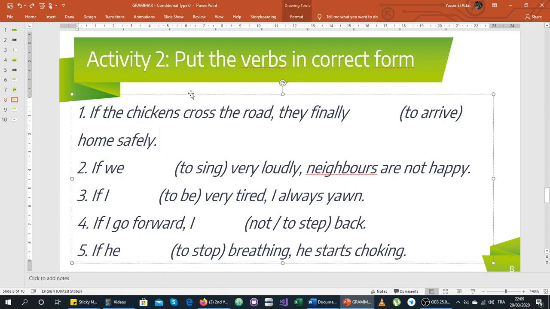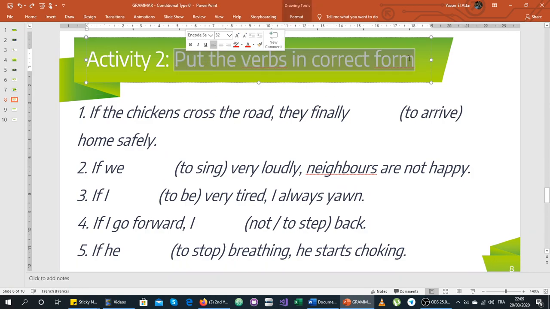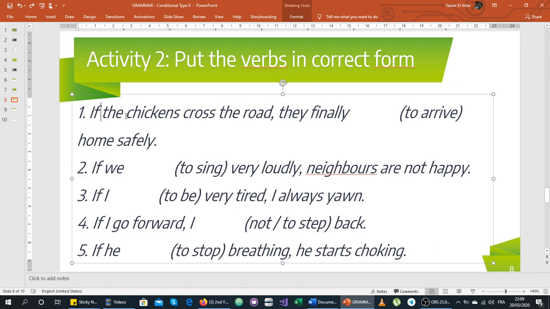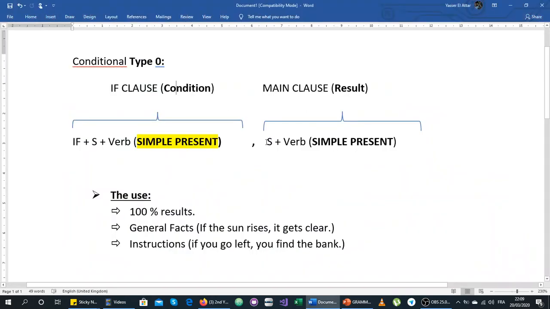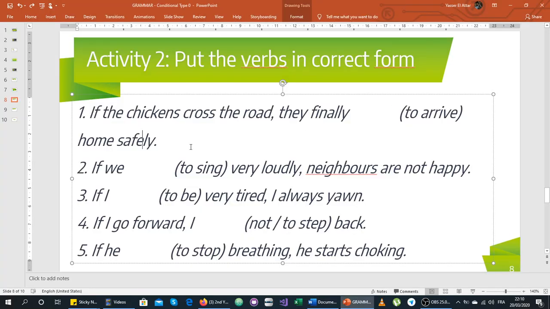For this exercise, we have to put the verbs in the correct form. If the chicken crossed the road, they finally, and here we have the verb arrive, home safely. It's very easy. We said in the conditional type 0, we conjugate the verb only in the simple present. In the main clause, simple present, if clause, simple present. So here it doesn't matter if it is the if clause or the main clause, we have to conjugate the verb in the simple present.